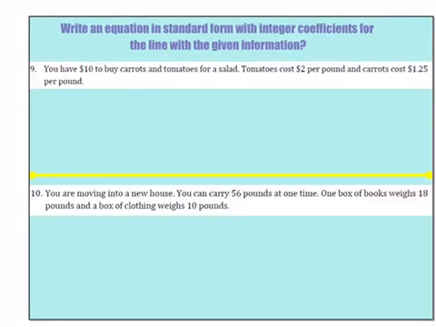So for 9 and 10, it's going to give me a word problem, and I just want to go ahead and write them in standard form with integer coefficients. So I want to first label what my x and my y are going to stand for. So I have $10 to buy carrots and tomatoes for a salad. Tomatoes cost $2 per pound, and carrots cost $1.25 per pound. So my two things I'm talking about are carrots, so I'm going to call x carrots. And then tomatoes, so y is going to be my tomatoes.